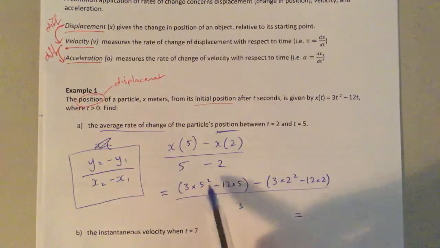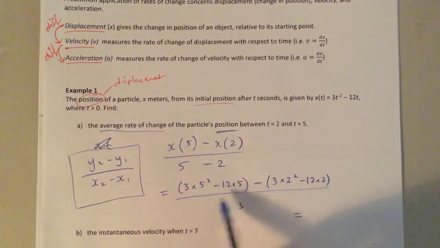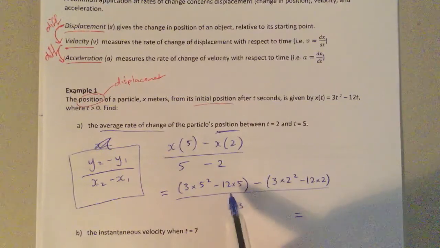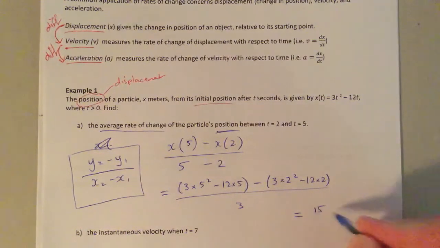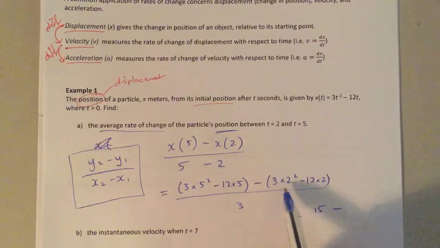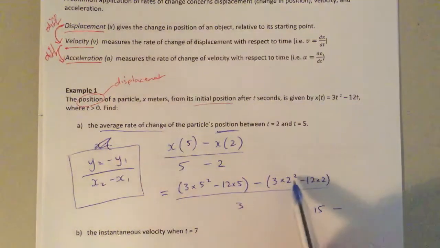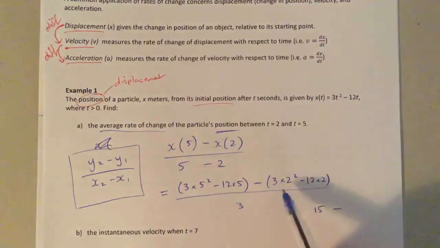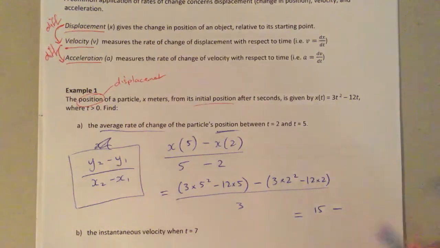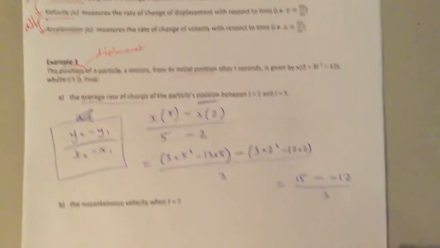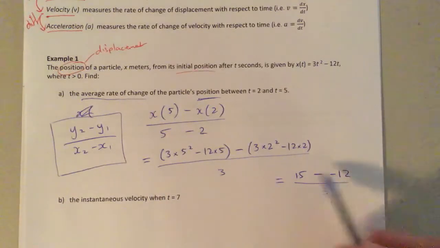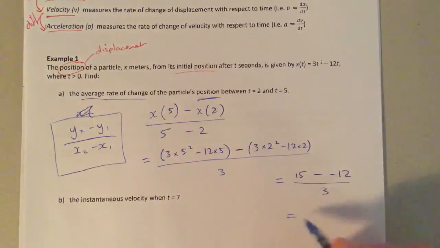So 5 squared is 25, times 3 gives us 75, minus 60, so 75 take away 60 is going to be 15, minus 2 squared's 12, getting ahead of myself again. 2 squared is 4, times 3 is 12. 12 take away 24 gives us negative 12. This is 15 minus negative 12 over 3. And so that's actually 15 plus 12, so 27 over 3. It's going to equal 9.